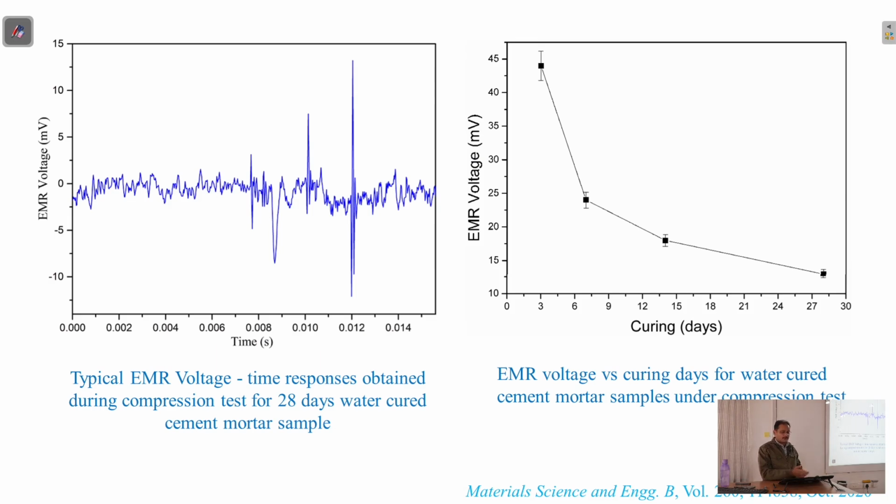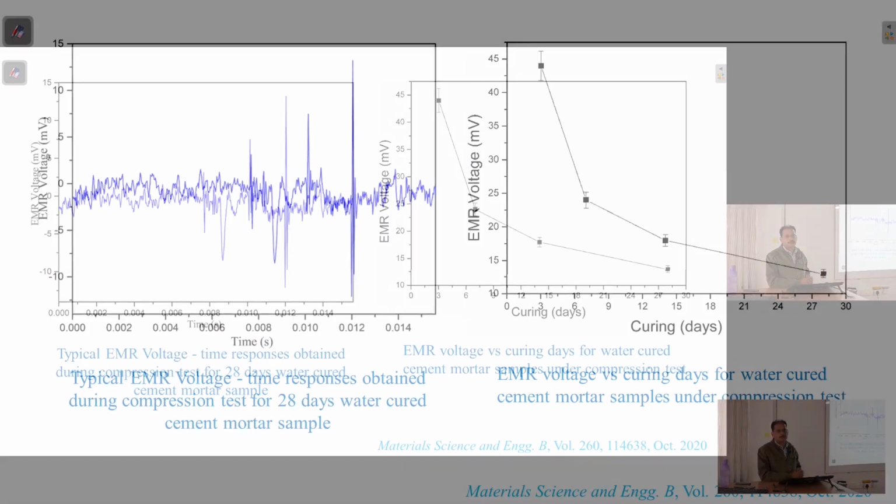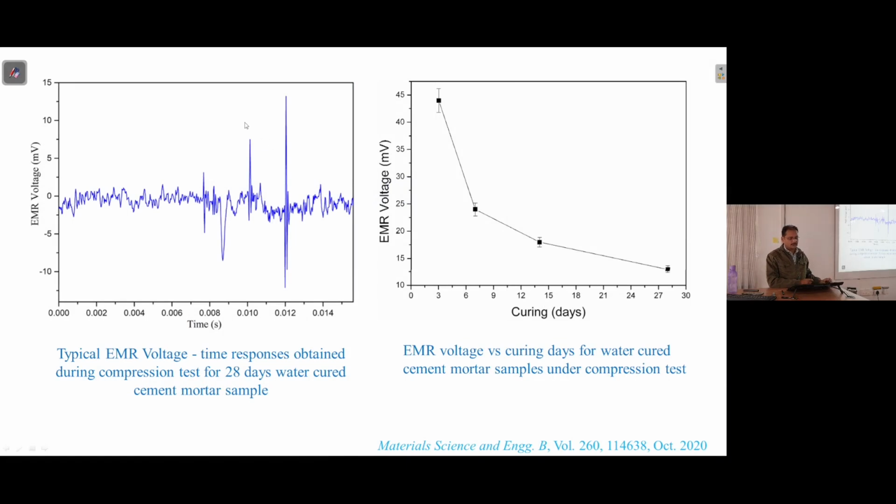Yeah, so this one is for the experiment done on the UTM. This is one sample signal that is obtained. During loading, until fracture, nothing was obtained, but by the time fracture occurs, this kind of signal could be obtained. And this shows the variation of these signals as the number of days of curing increases. Beginning from close to 45 millivolt, and then it falls to close to 13 millivolt for 28 days cured samples.